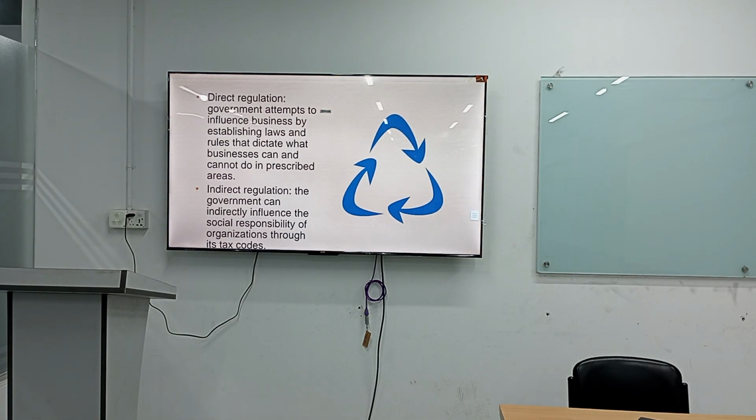The government's social responsibility, direct regulation. Government attempts to influence business by establishing law or regulation that dictates what the business cannot do in a prescribed area. Indirect regulation: the government can indirectly influence the social responsibility of organizations through the tax code.